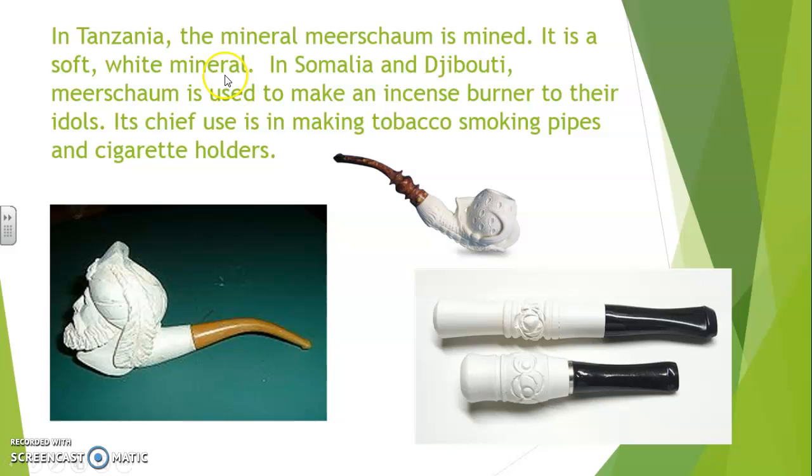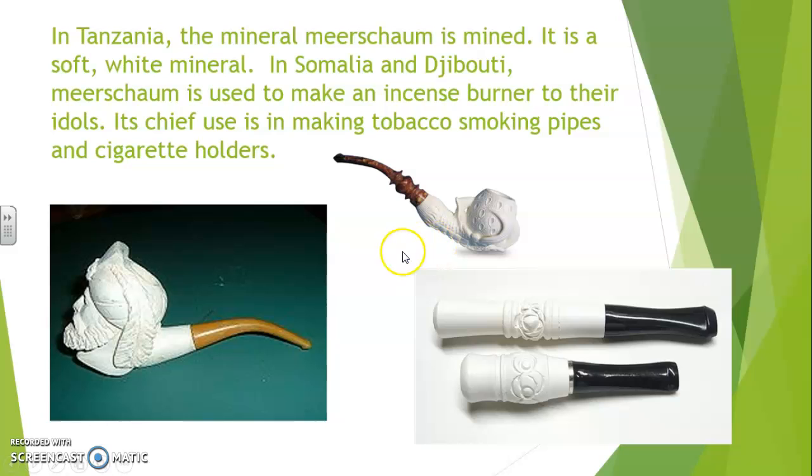So it's this part right here, this and this stuff right here and there. Very soft and white, so you can mold it into different shapes. And it looks like they put design on it. Look at the shape of a guy's head over here. Different things carved into this pipe, and these are cigarette holders here on the bottom. It says in Somalia and Djibouti, meerschaum is also used to make an incense burner. So they burn incense to their idol gods. I couldn't find a picture of that though.